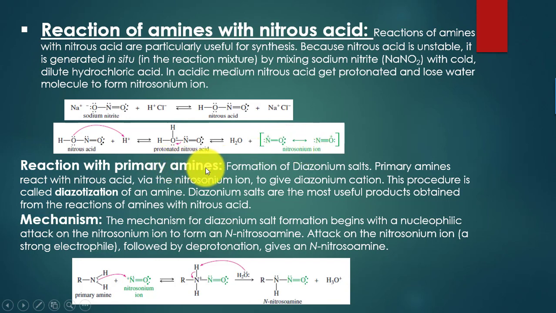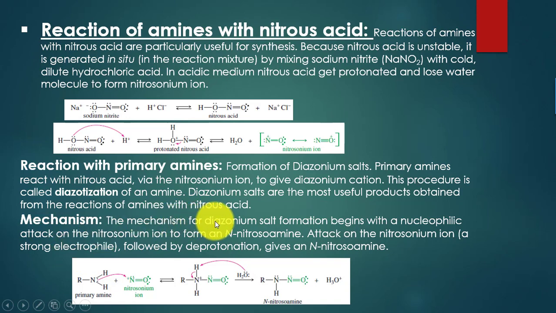Reaction with primary amine. Formation of diazonium salts. A primary amine reacts with nitrous acid via nitrosonium ion to give a diazonium cation. The procedure is called diazotization of an amine. Diazonium salts are the most useful products obtained from the reaction of amines with nitrous acid.